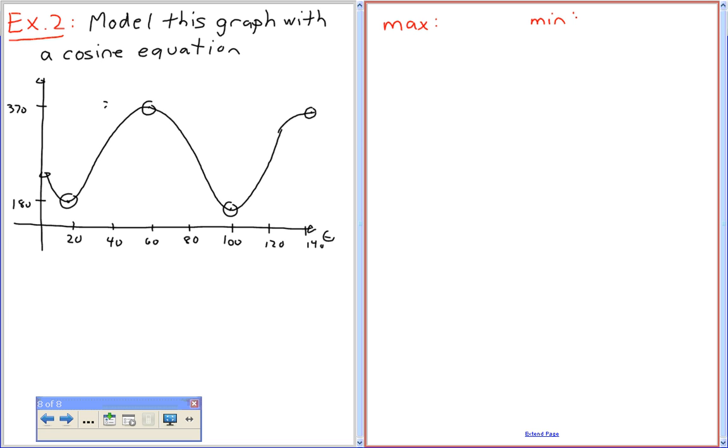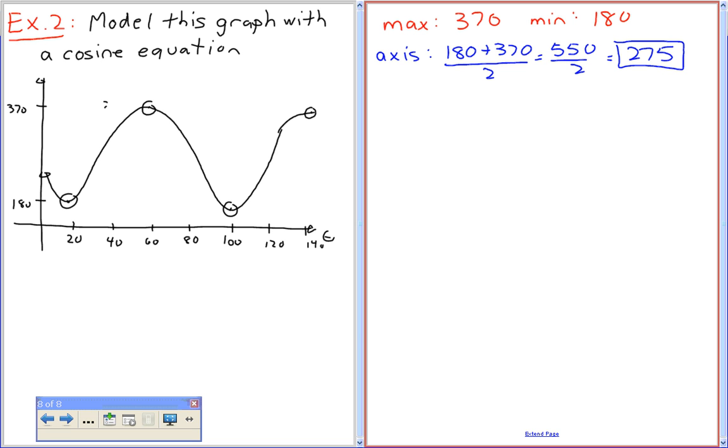Simple enough. The max on the graph, what's the highest point on the graph? 370. What's the lowest point on the graph? 180. Now, we need these points to help us get our amplitude and axis. Jake, can you please calculate what the axis is going to be? 180 plus 370, divided by 2, which is 550 over 2. Was that 275?